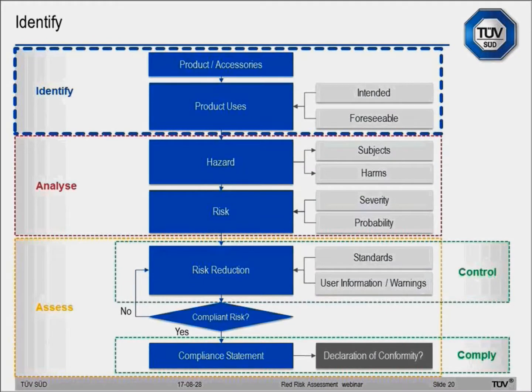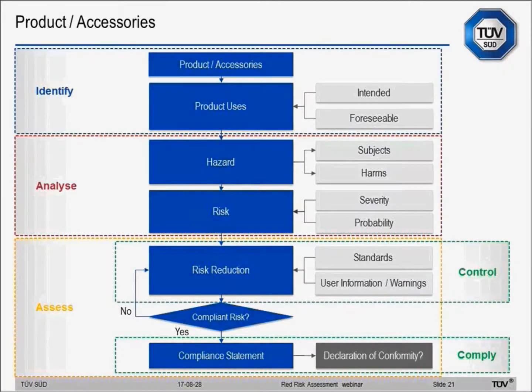The first key stage for a product risk assessment is identification. Product identification aims to clarify the product functionality, how it is used, and what it is used for. This may also include explanations of use with accessories or other parts. Product accessories.